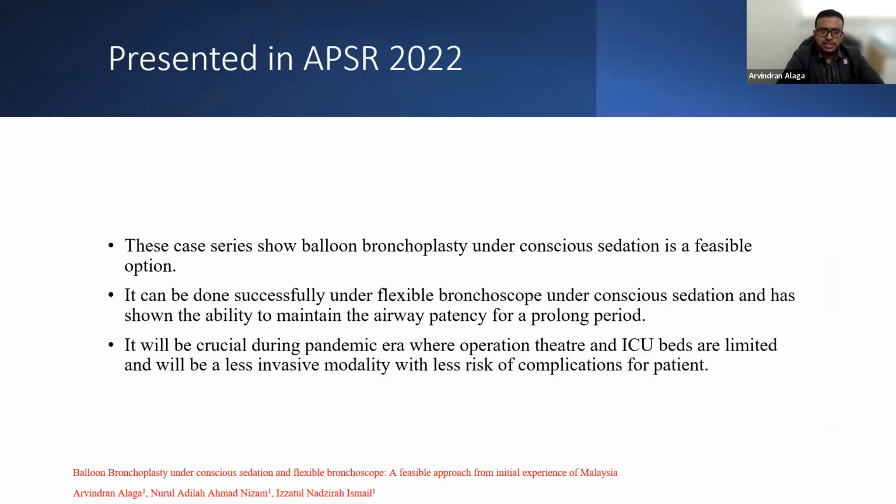Again, based on our center's experience, this case series shows that balloon bronchoplasty under conscious sedation is a feasible option, can be done successfully under flexible bronchoscope under conscious sedation, and has shown an ability to maintain the airway patency for a prolonged period. It will be crucial during the pandemic era where operation theatre and ICU beds are limited, and it is a less invasive modality with less risk of complications for patients. Again, we're not sure when there will be another pandemic or outbreak. But by mastering this technique, I'm sure we can give the easiest care to our endobronchial tuberculosis patients.